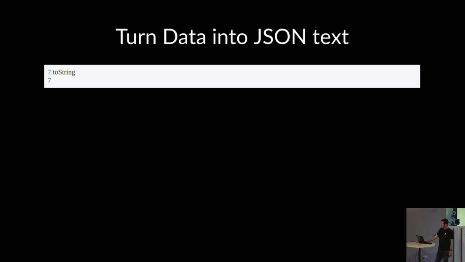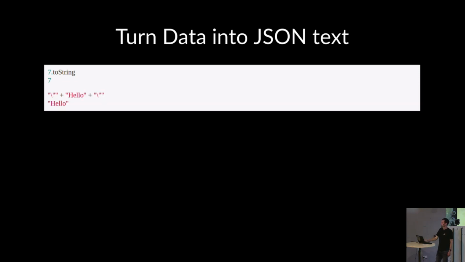And we can do that with other types, okay? So we can take a string like hello, and to turn that into a JSON representation, I've said here, you just whack quote marks around it.